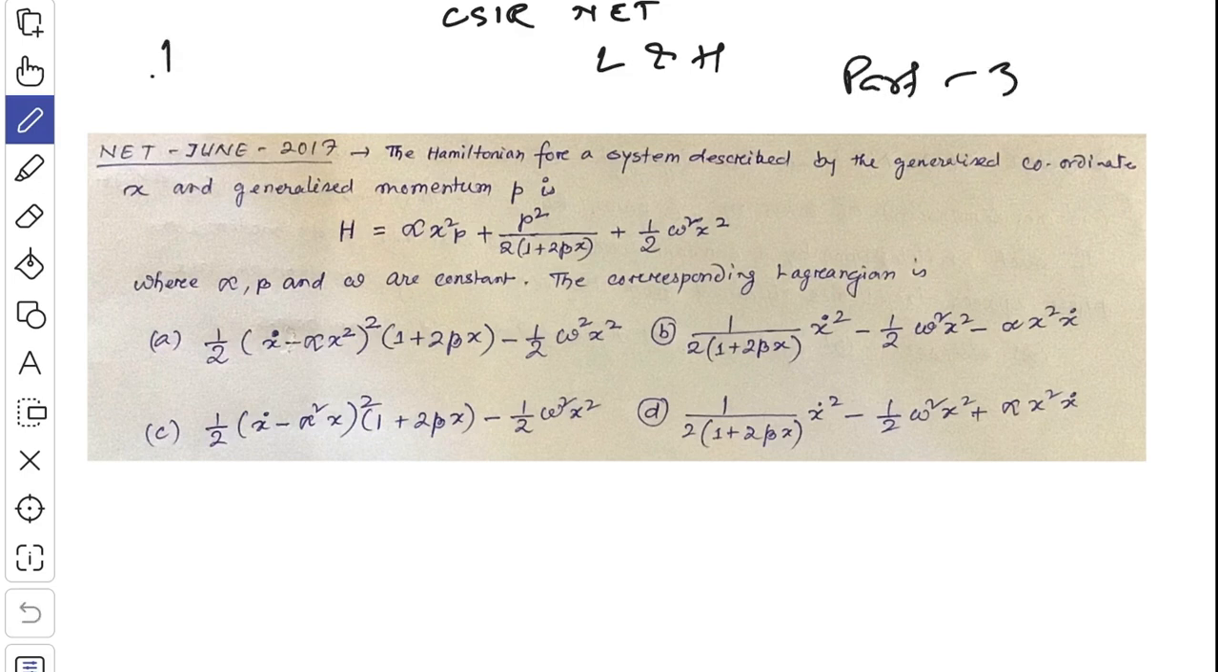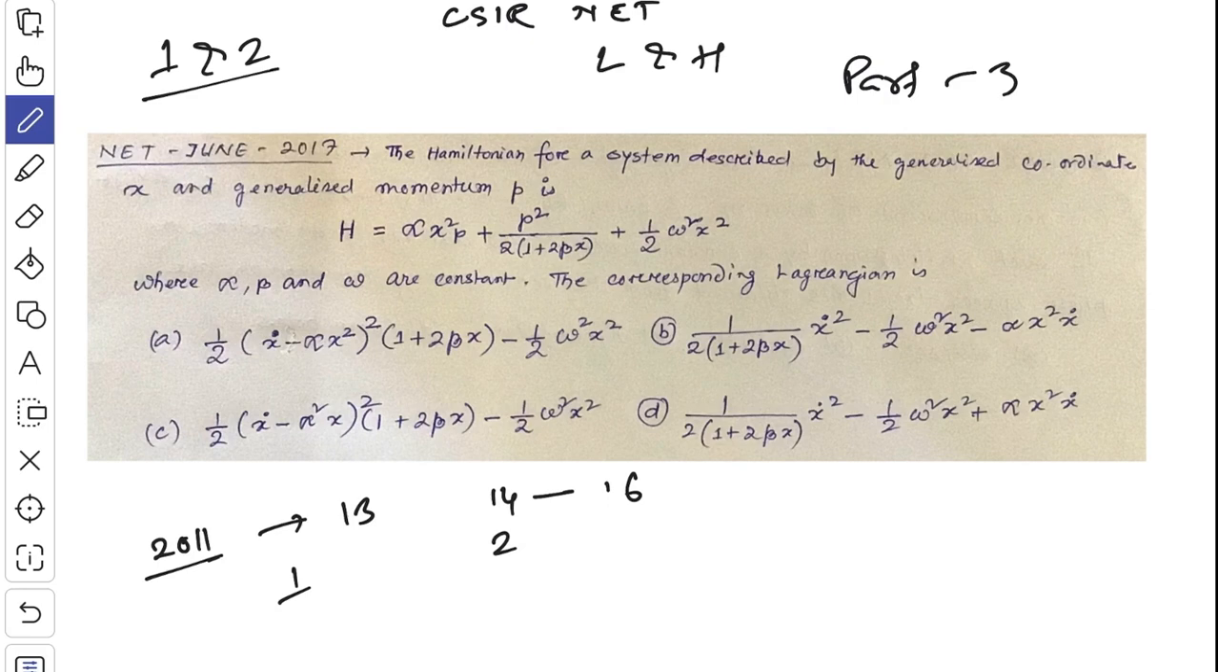In part 1 and part 2 we have already solved questions from 2011 CSIR NET to 2013 in part 1, and in part 2 we have solved from 14 to 16. So here we are going to solve from 17 to 19. Links of part 1 and 2 will be given in the description box. If you haven't watched those two, please go through them.